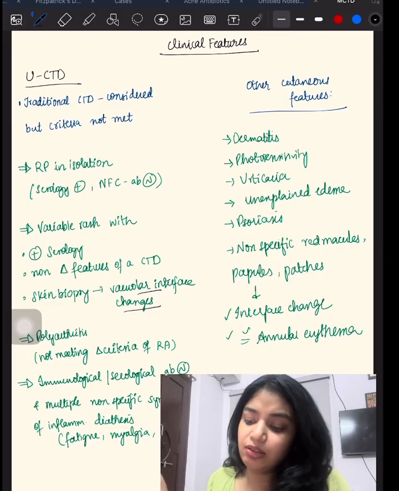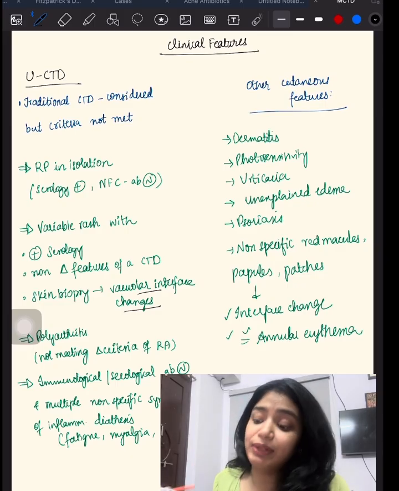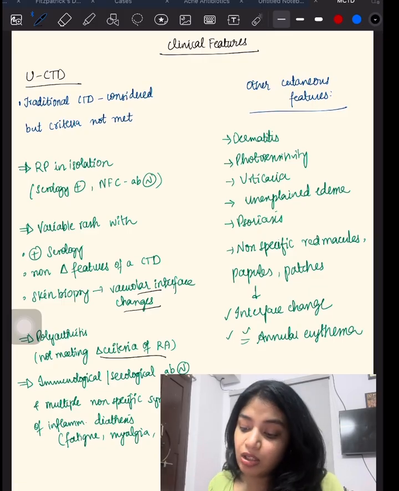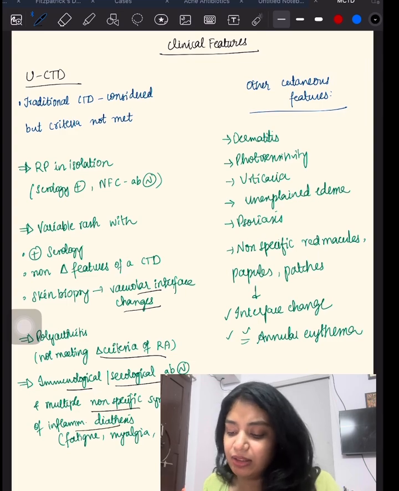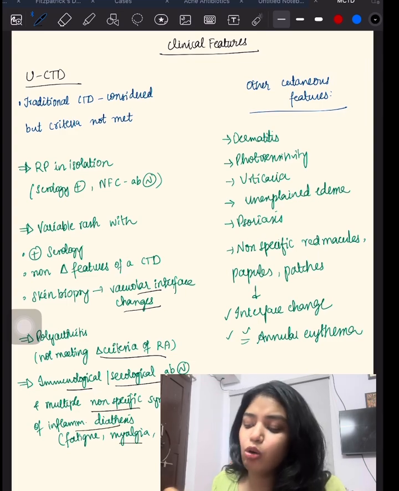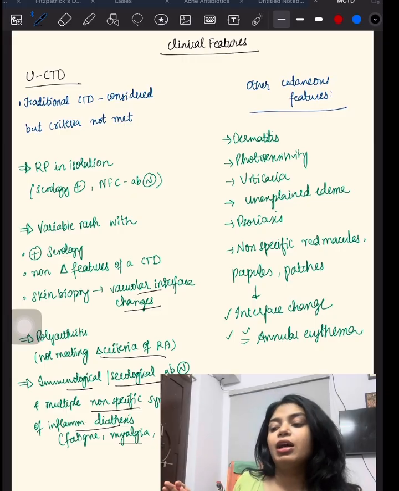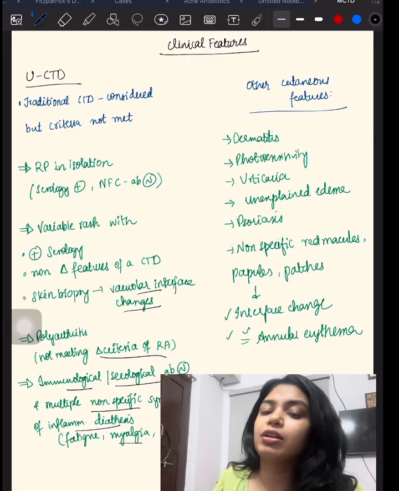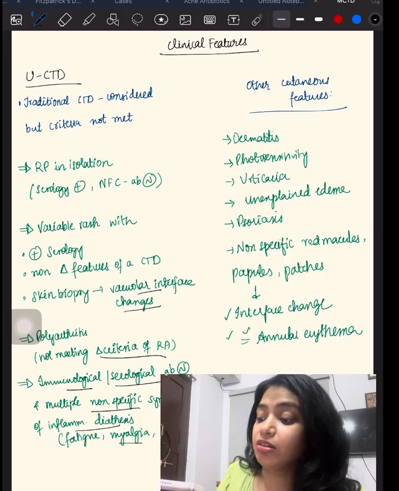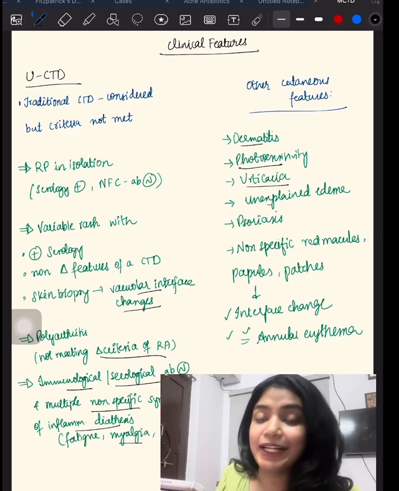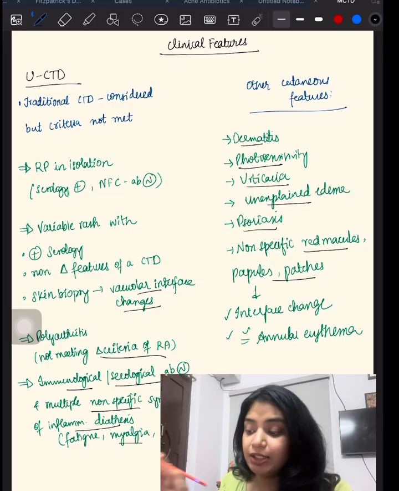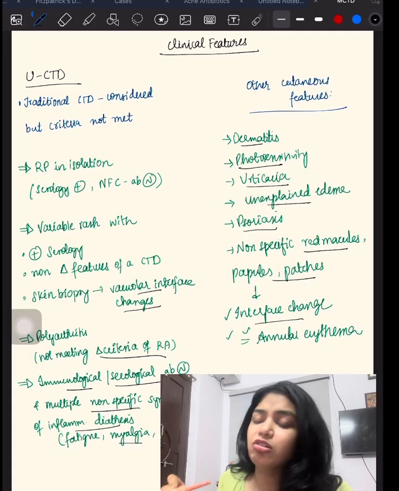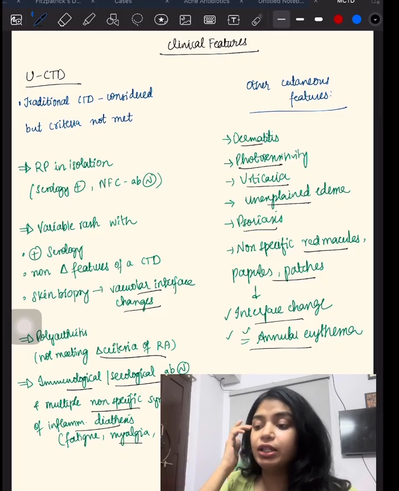Next, we also find polyarthritis, but not meeting the diagnostic criteria of rheumatoid arthritis. Then immunological and serological abnormalities and multiple non-specific symptoms of inflammatory diathesis such as fatigue, myalgia, arthralgia. Other non-specific cutaneous features include dermatitis, photosensitivity, urticaria, unexplained edema, psoriasis, non-specific red macules, papules and patches. When we biopsy these lesions, we find interface changes, and some lesions similar to annular erythemas have also been reported to occur in these conditions.